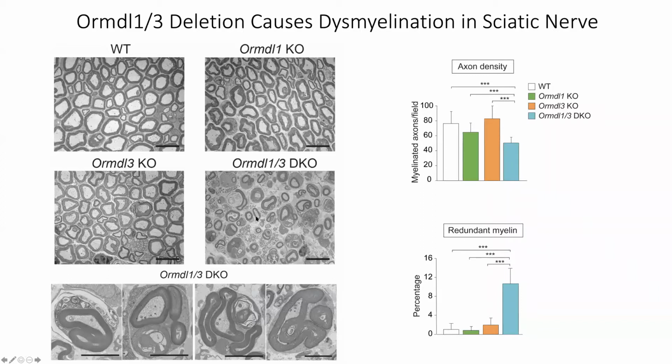The axons are less dense in the field, and we quantify that here. And there are also many abnormal appearing figures of myelin, in contrast to the well-organized structure of the wild type. And many of these figures appeared in, like, these images in the bottom panel, which are showing redundant myelin, as if there is actually too much myelin being made by the Schwann cells.